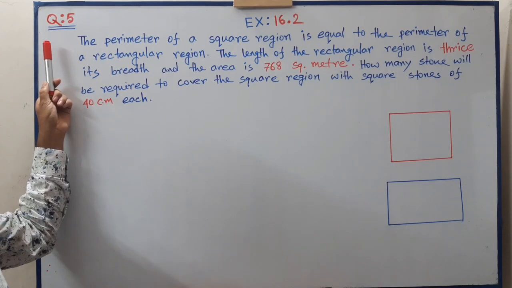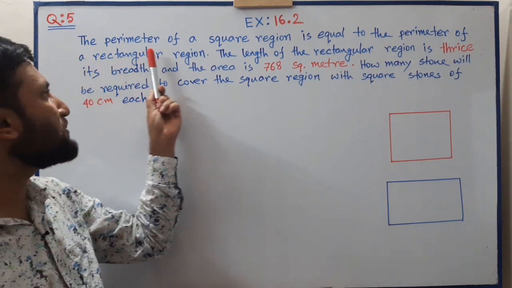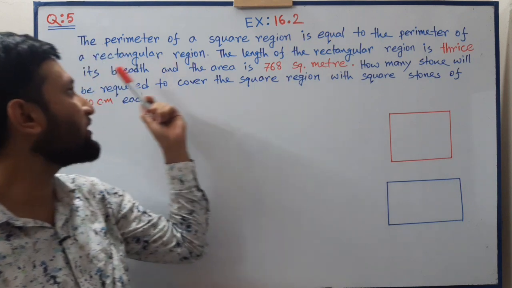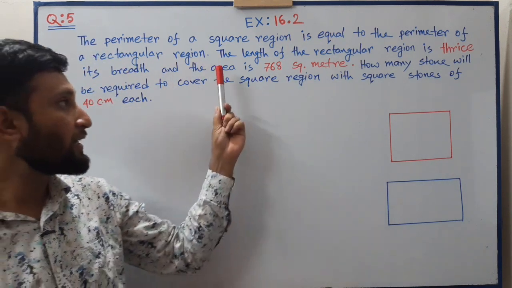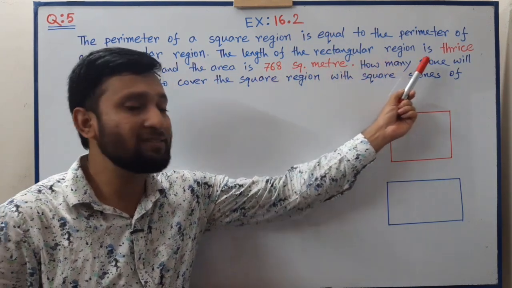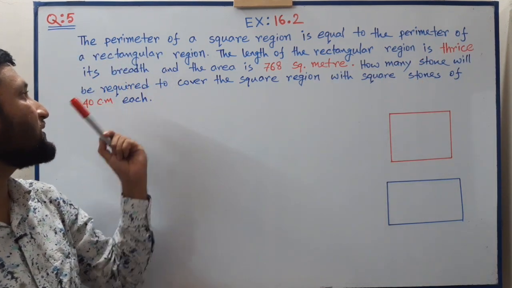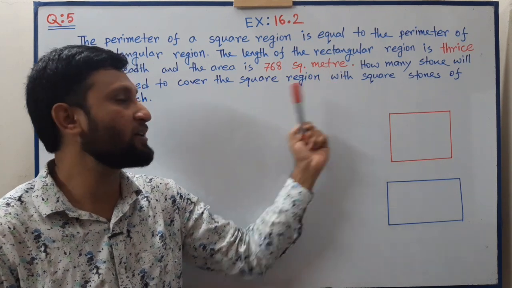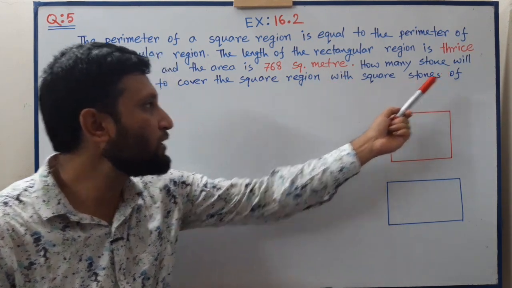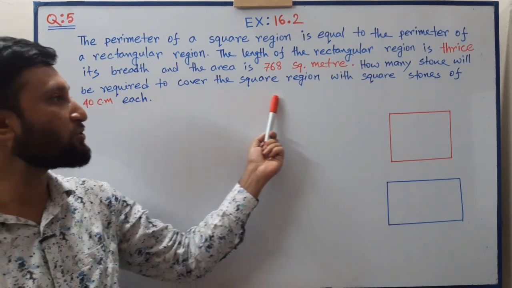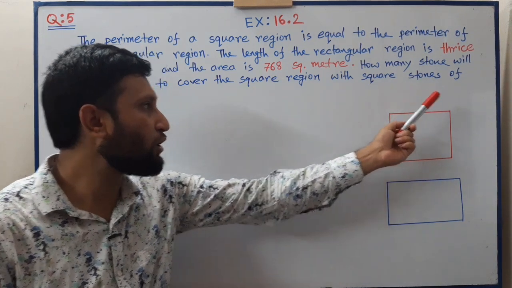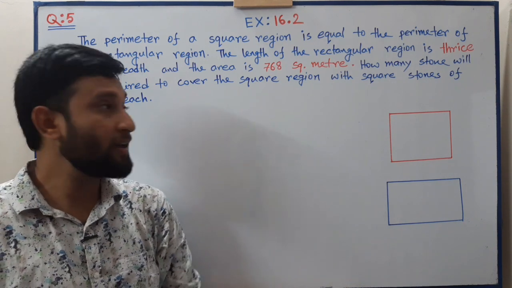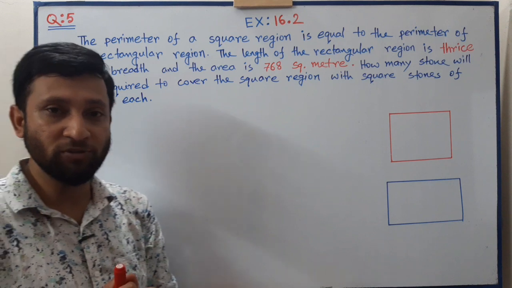This is question number 5. The question is: the perimeter of a square region is equal to the perimeter of a rectangular region. The length of the rectangular region is thrice its breadth and the area is 768 square meter. How many stones will be required to cover the square region with square stones of 40 centimeter each? Okay, so follow the solution process.